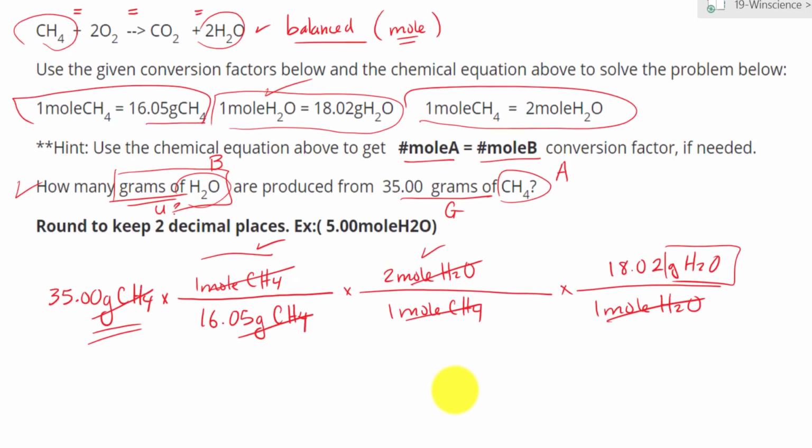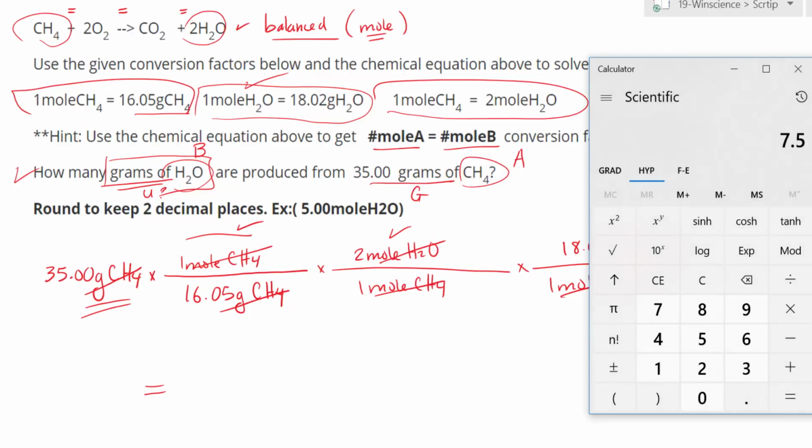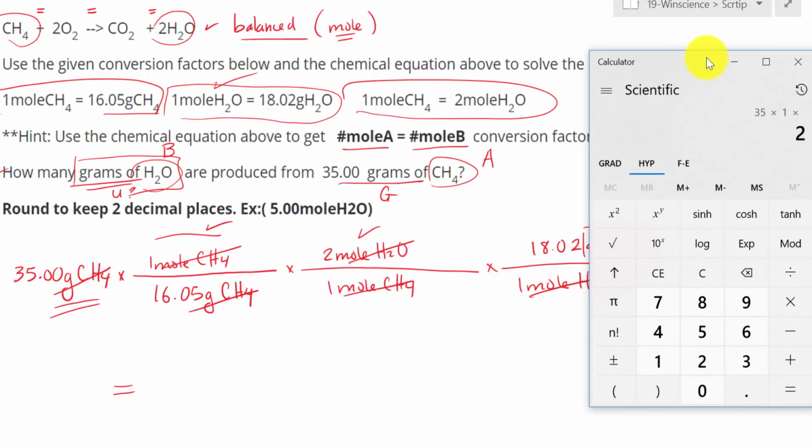So how will we plug this into a calculator? Very easy. Multiply everything on top and divide every single number on the bottom. And of course we can ignore 1. So let's do this. We have 35.00 times 1. Let's just multiply everything. Times 2 and times 18.02.